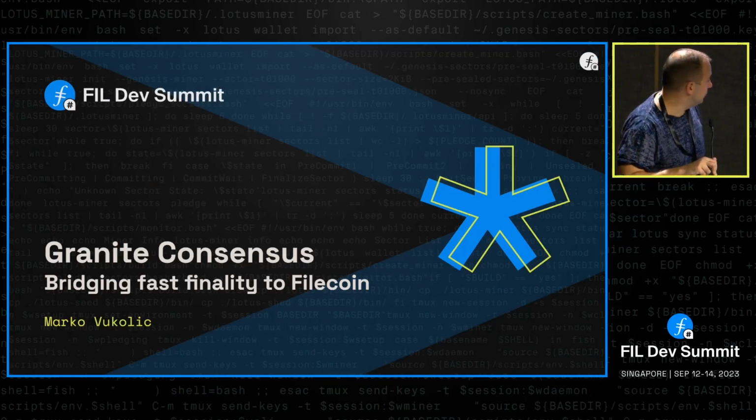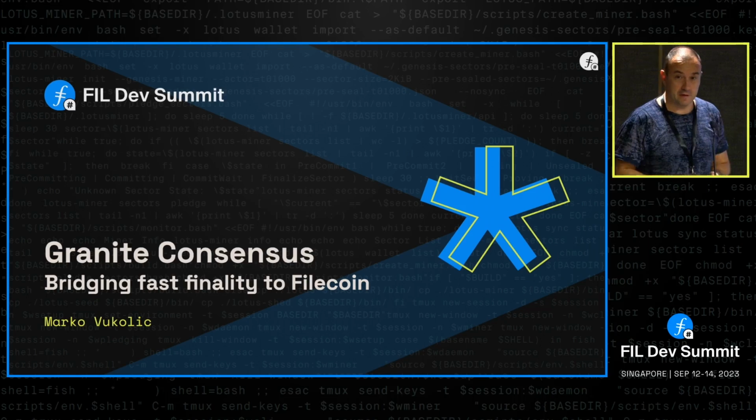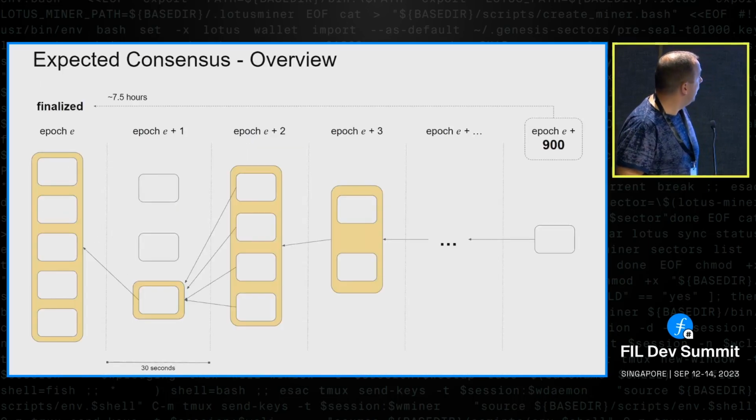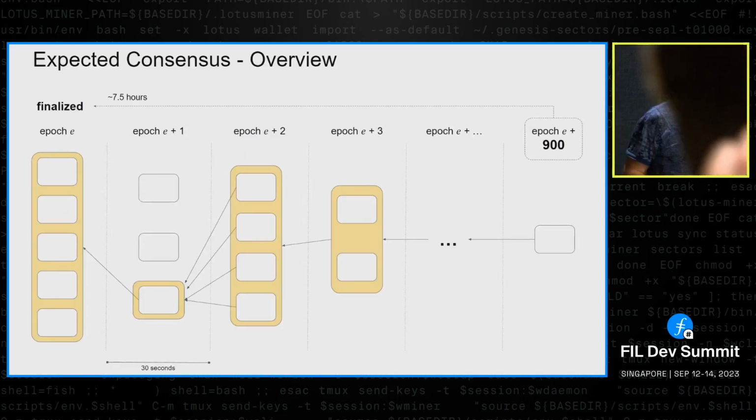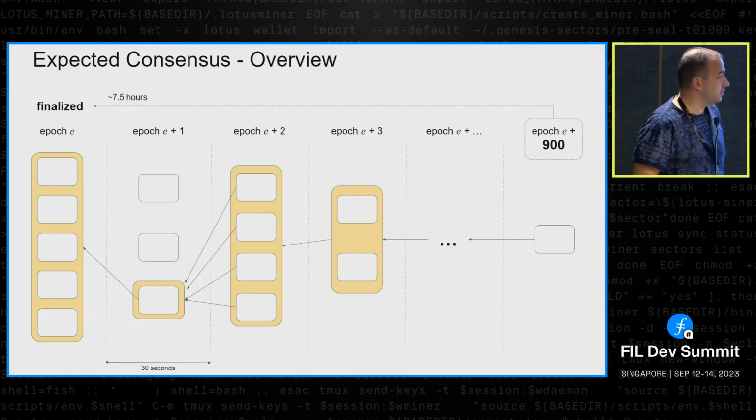So I'm going to talk about Granite consensus, which is the work we are doing in the consensus lab. It's about bringing fast finality to Filecoin. Basically, one of the main pain points of Filecoin consensus is its finality.